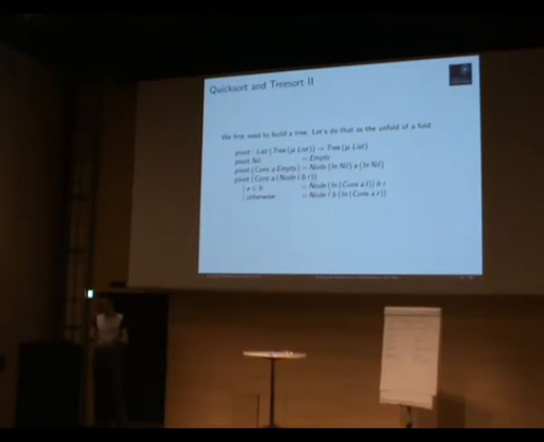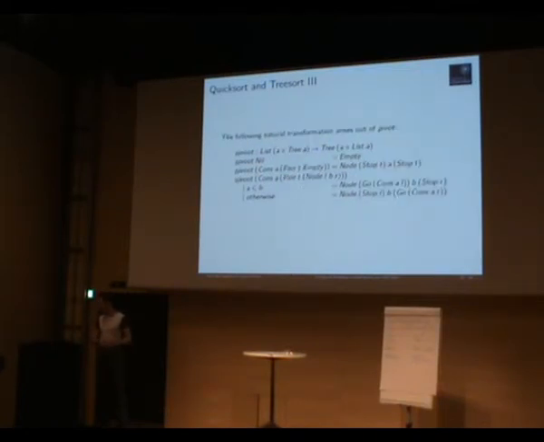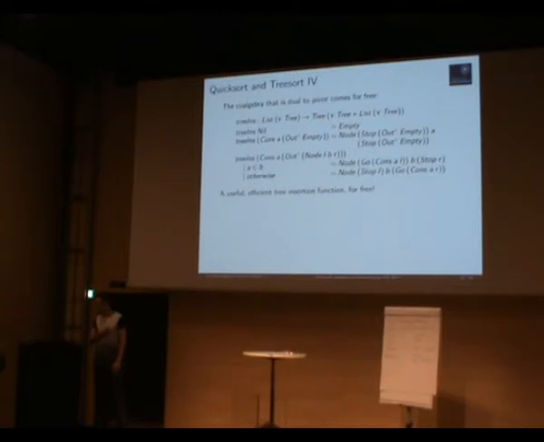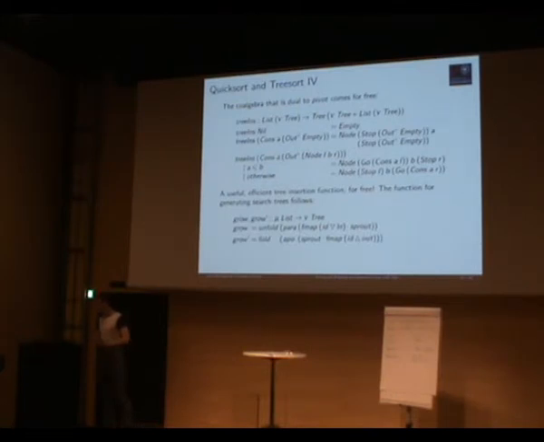For quicksort, we first need to build a tree, and then we consume this tree. Again, we can build a tree as an unfold or a fold, and for that we get a natural transformation out of it. And from this natural transformation, we also get a coalgebra for free, which turns out to be an efficient tree insertion function that stops the insertion when you put the element in the right place. So we have these two algorithms, grow, to go from a list into a tree. This is the first part of quicksort.